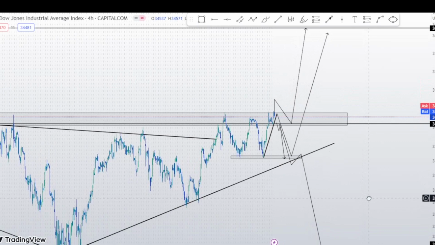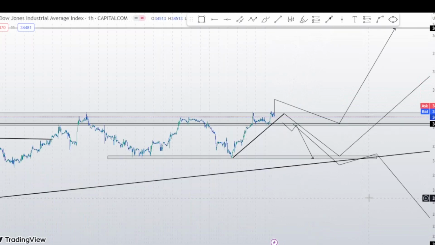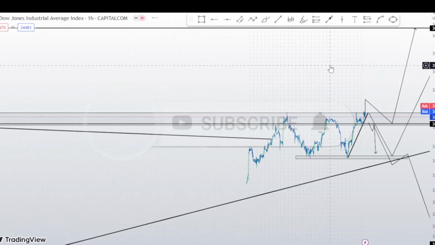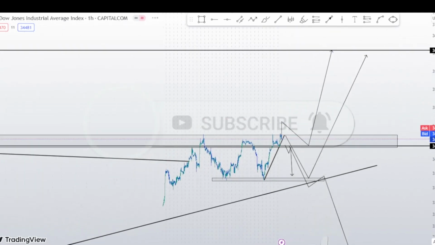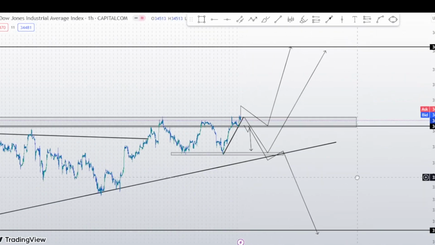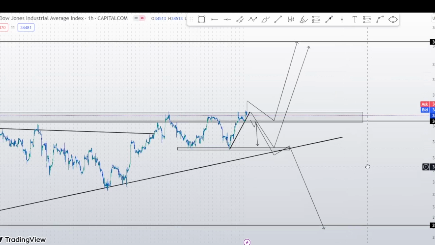So this is okay, going to 1 hour. What I draw on 4 hours is still going to be the same on 1 hour, just a little bit of touch adjustment, but it's still gonna be the same info. So this is all about US30, and it's always good to use a stop loss when you're trading. It's always good to predefine the risk when you're trading. It's always good to trade your plan and stick to the plan.